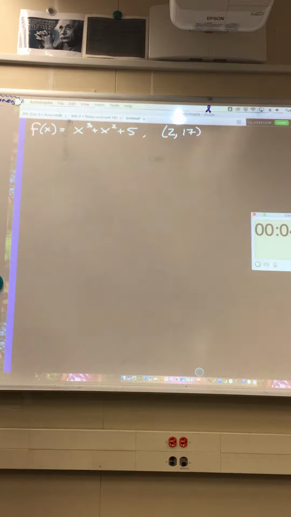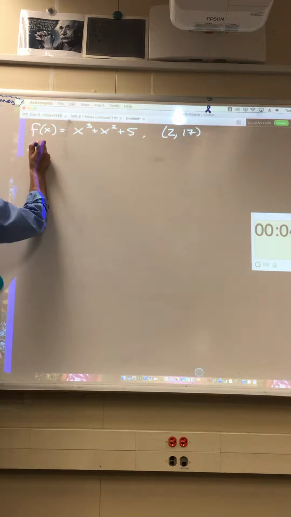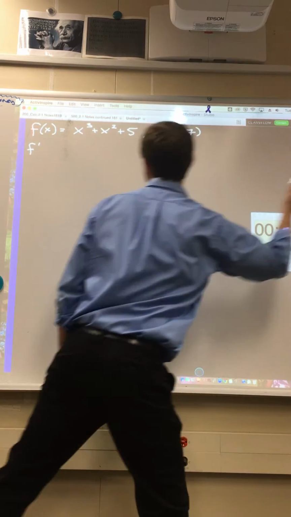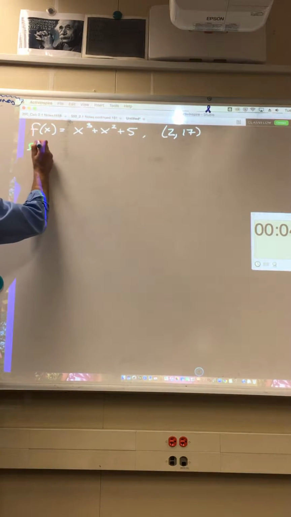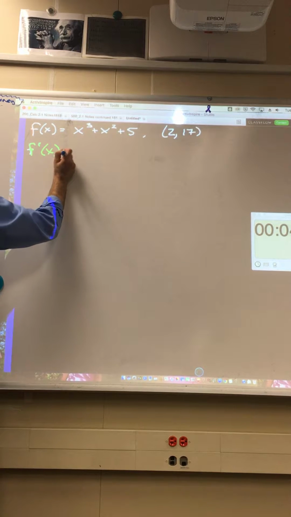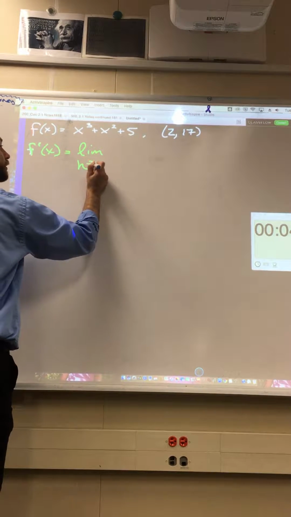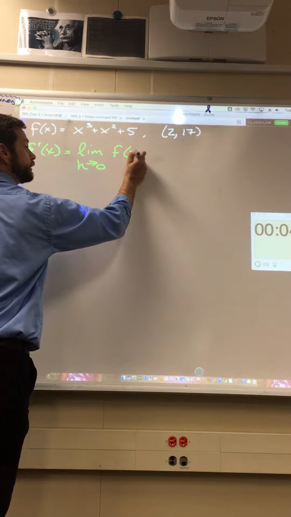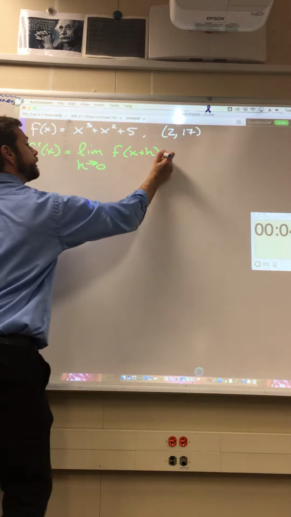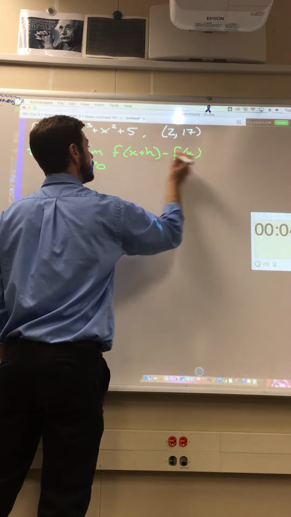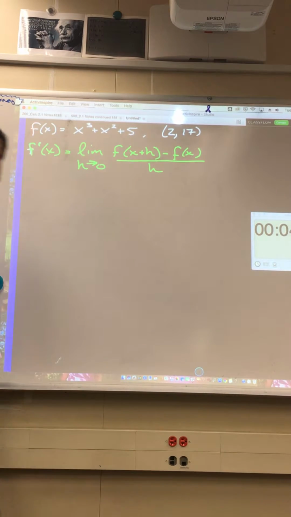Find the derivative. So finding f prime of x, we need to take the limit as h approaches 0 of f of x plus h minus f of x all over h. So I plug that in.